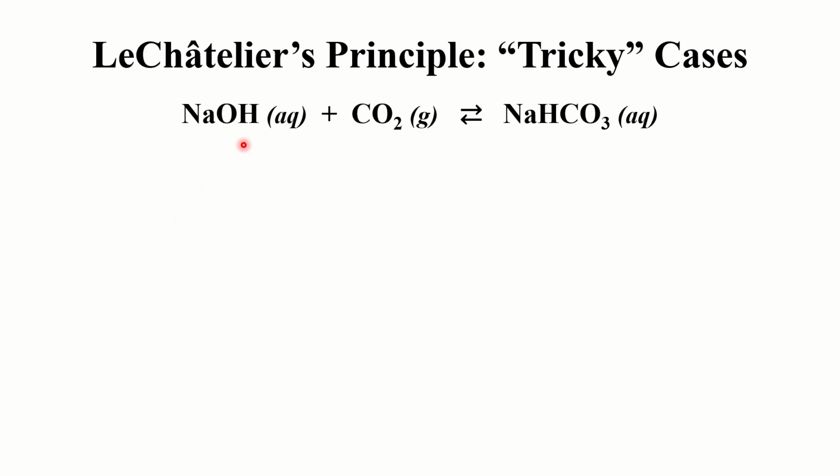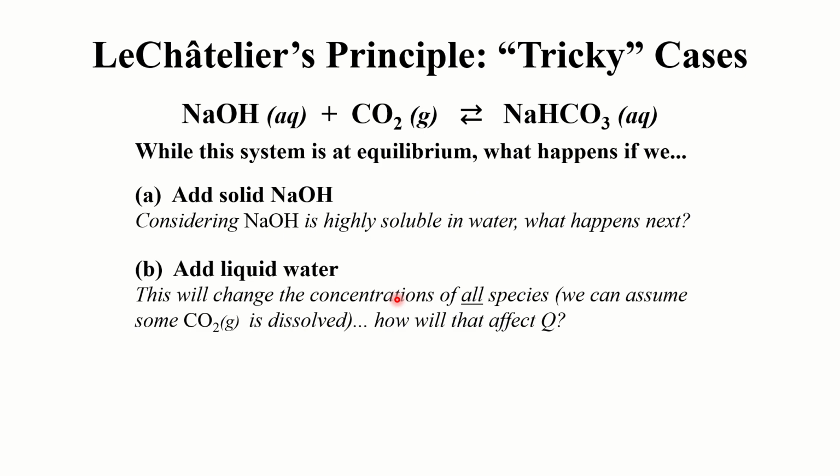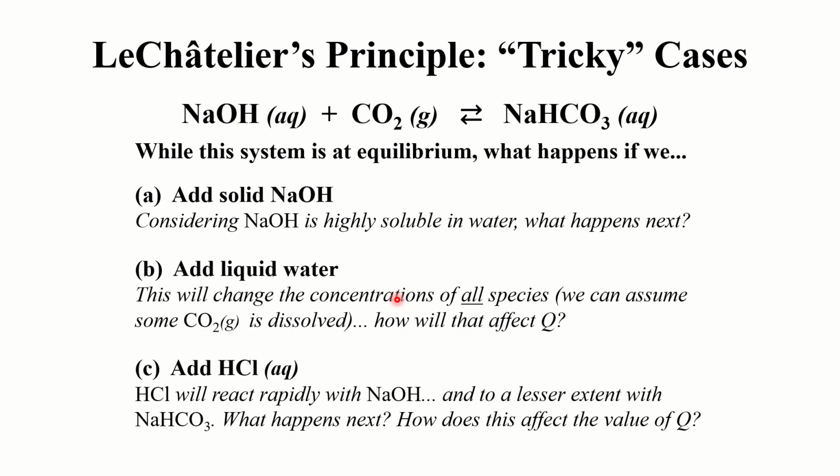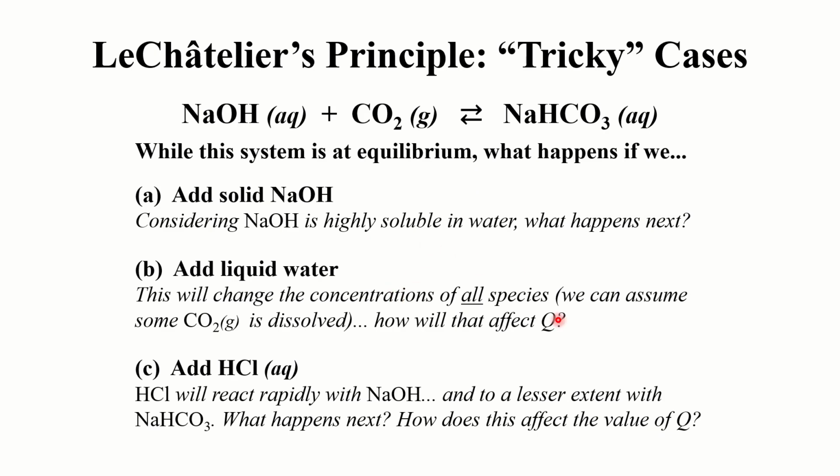So suppose I have the reaction NaOH, so sodium hydroxide, plus CO2, carbon dioxide, to form NaHCO3, which is sodium bicarbonate. While this system is at equilibrium, what happens if we A, add solid NaOH, B, add liquid water, or C, add HCl? Oh, sorry, I thought I had the answers explained here. Let me break down these examples.